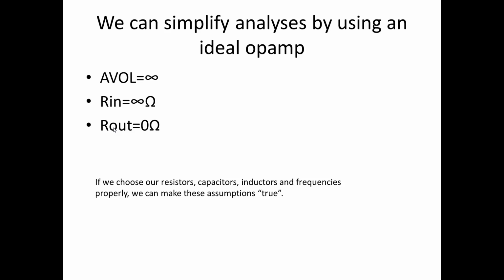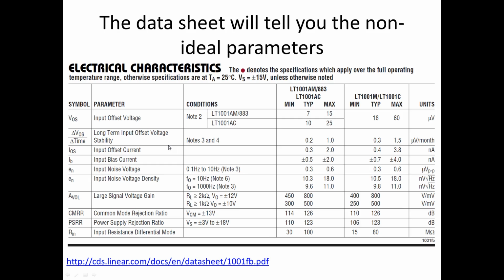And so something we do to make the analysis simple is we use an ideal op amp, and we make the open loop gain infinite. We set our input resistance to infinity, and we set the output resistance to 0 ohms. The thing is if we choose our resistors, capacitors, inductors, and frequencies properly, usually these can hold true enough so that our hand calculations match what we measure in the field.